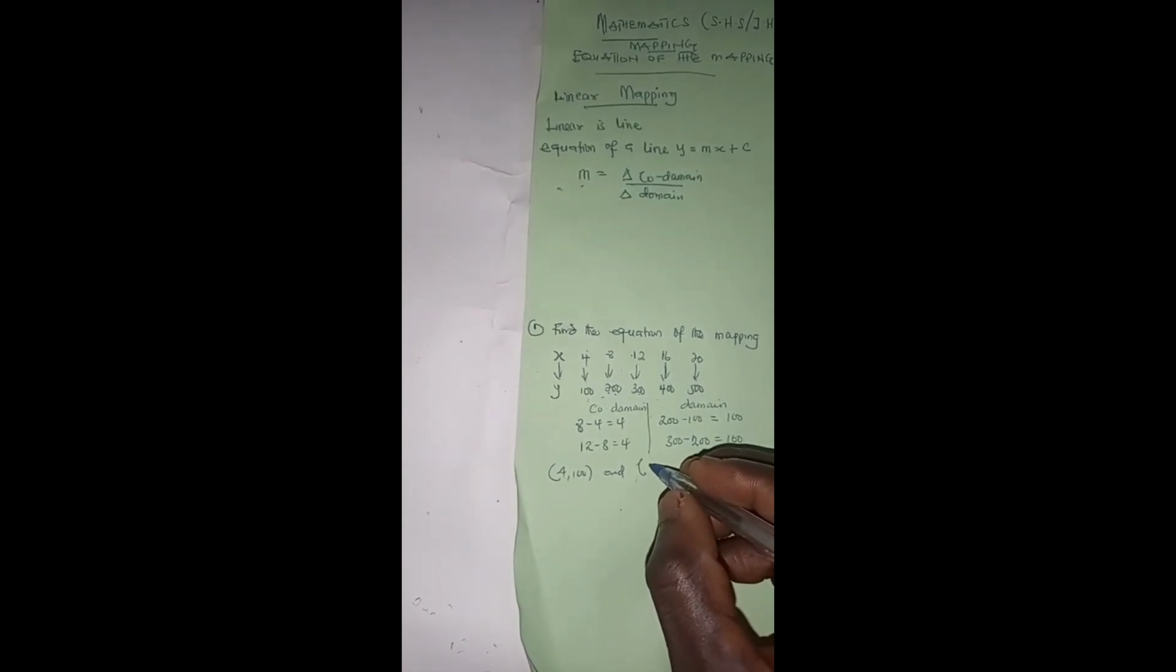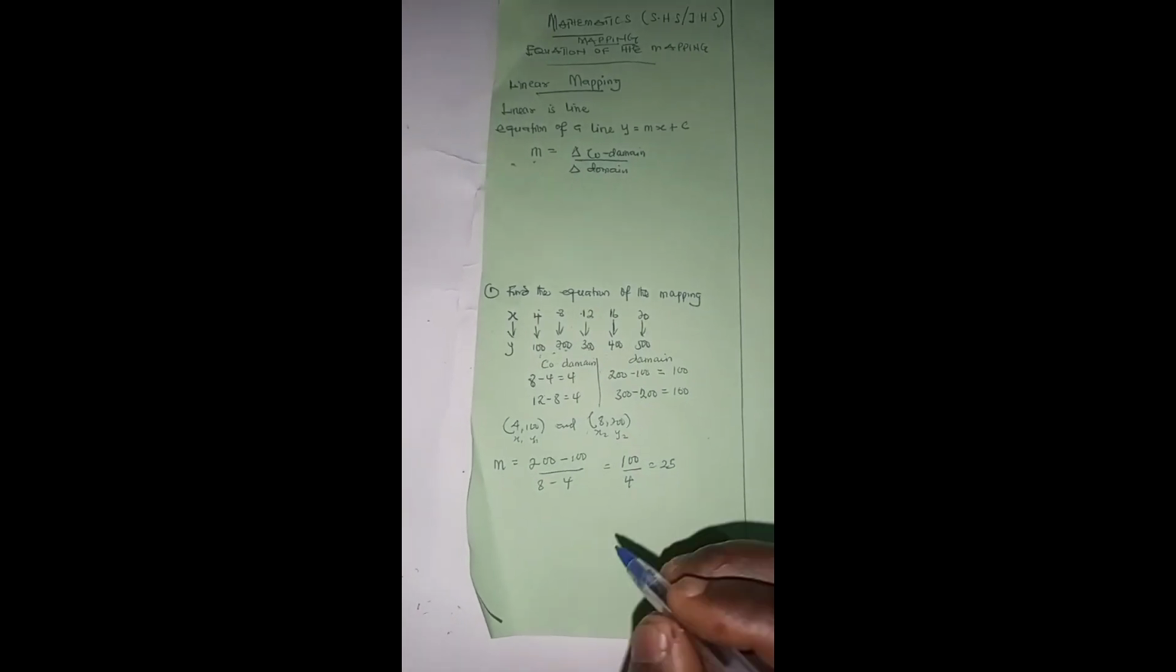So 4, 100, and then let's say 8, 200. So we have x1, y1, x2, y2. The gradient, we know, is y2 minus y1 over x2 minus x1. So we have 200 minus 100 over 8 minus 4. That gives you 100 divided by 4, which gives you 25. So our m is 25. So we use this to find the equation.